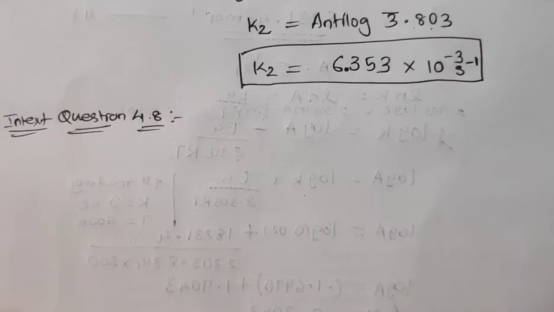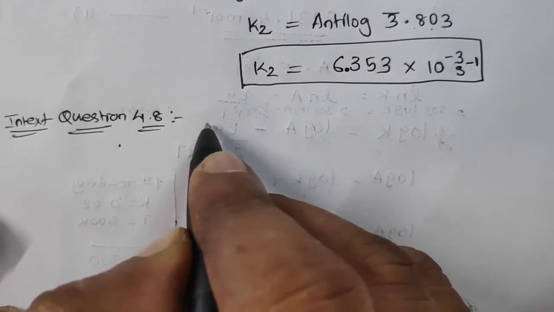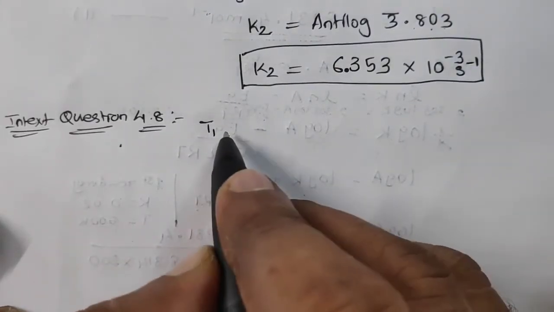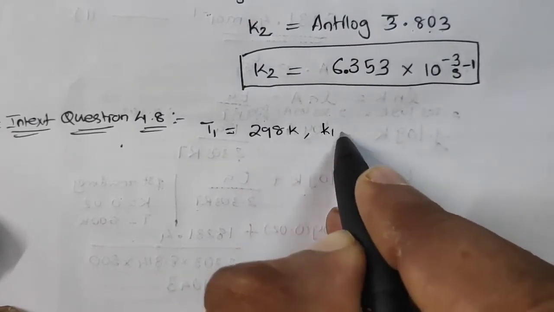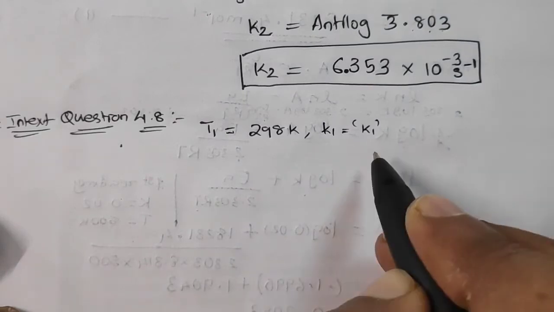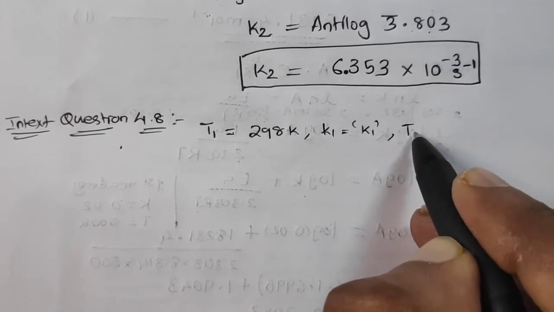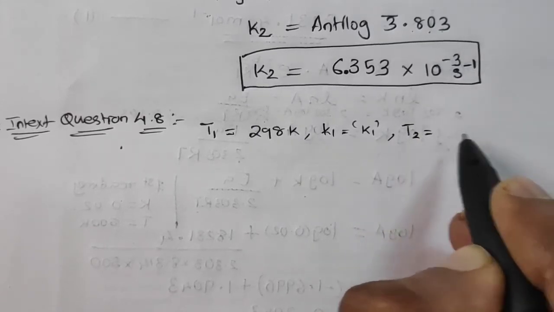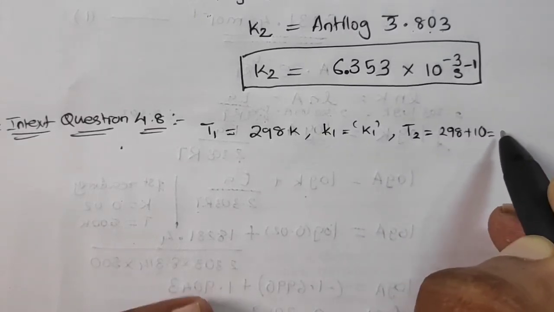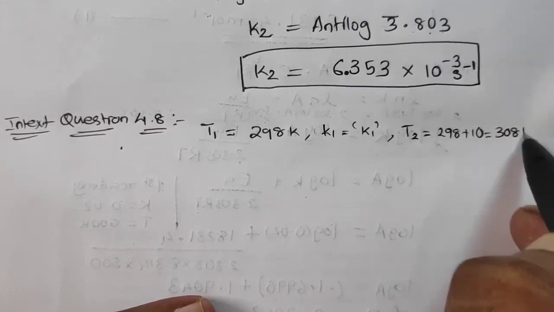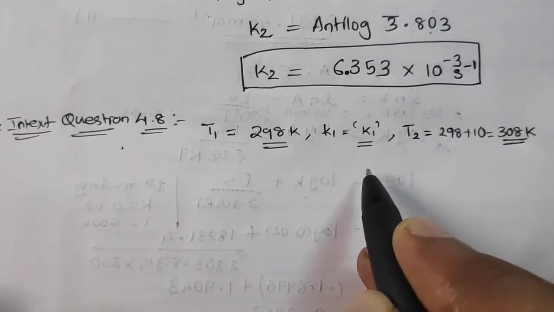Now in 4.8 we can see the things which are given in your question. T1 is equal to 298 Kelvin. Clear? K1 we will take as K1 only, because we don't know it, that is what we are going to find. Then T2: it is increased by 10 degrees Kelvin, so 298 plus 10, which is equal to 308 Kelvin. T2 is 308, T1 is this, and K1 will be K1 only.